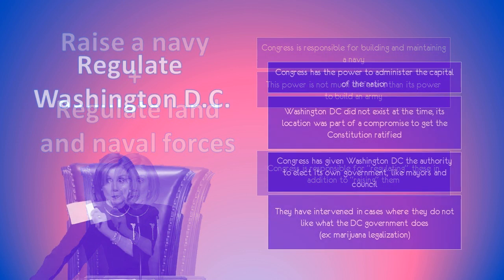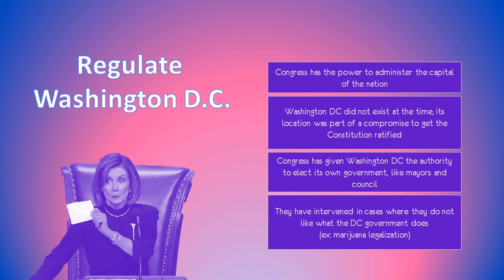All right, it's up to Congress to regulate Washington, D.C., since that is not a state. And at the time, it didn't even exist, but the Constitution gives Congress the power to administer the capital of the nation, knowing that the capital was going to be built. So, as Washington, D.C. was built, Congress has given Washington, D.C. the power to act like a regular city. So, like the people of Washington, D.C. pick their own mayors and city council and stuff like that. But Congress does have the power to intervene.